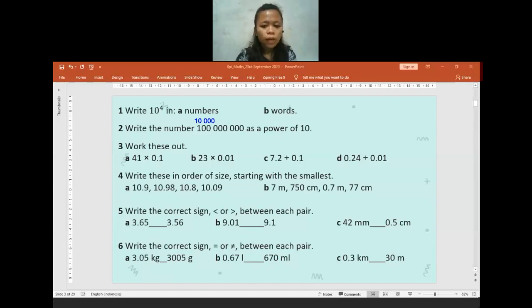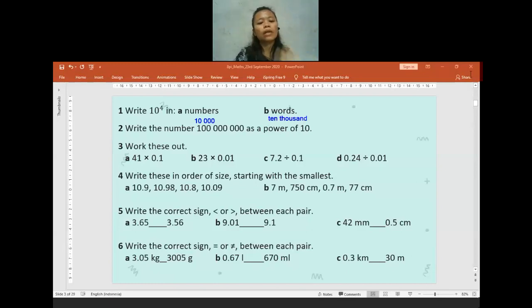Maybe I need to call you one by one to make you speak. Maybe Agatha, can you tell me the answer in question 1b? What number is it? Agatha, are you there? I could not hear you. Oh yeah, correct, it will be 10,000. Does anyone have any confusion at question 1? No? Okay, continue to question 2.